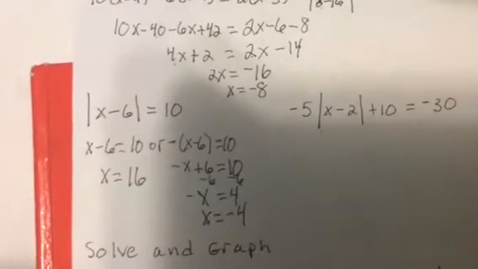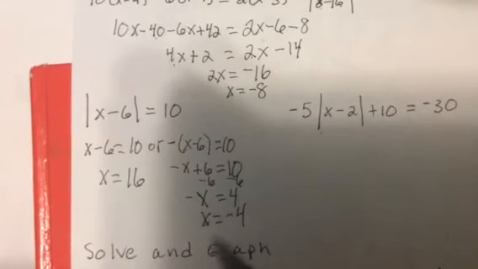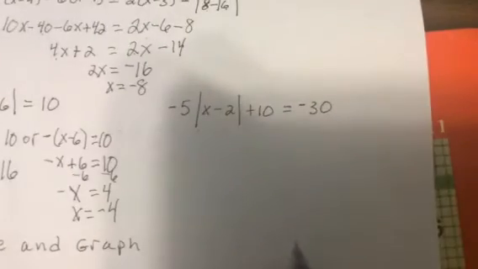Now, if I said graph the answers, you just have two solid dots on a number line. That's why we don't graph. It's boring. Just two dots.